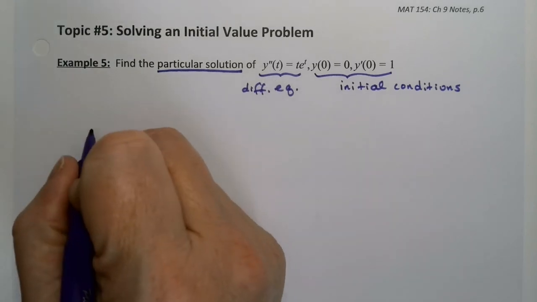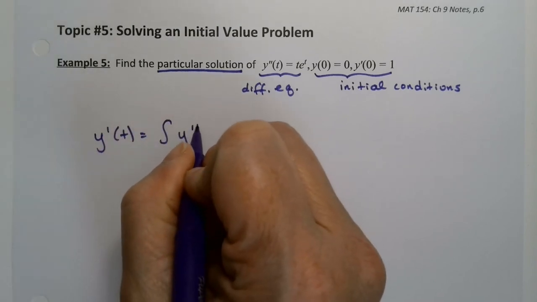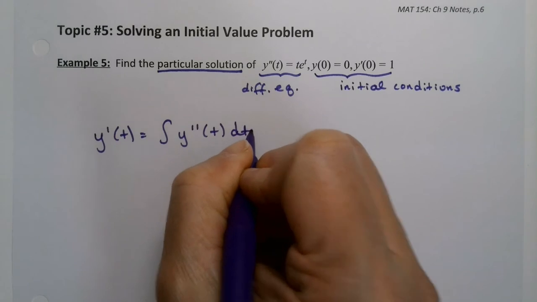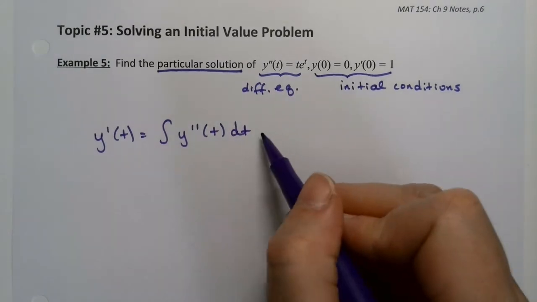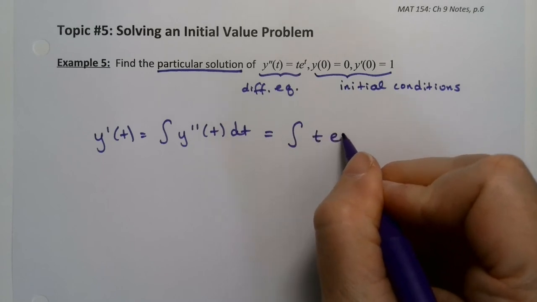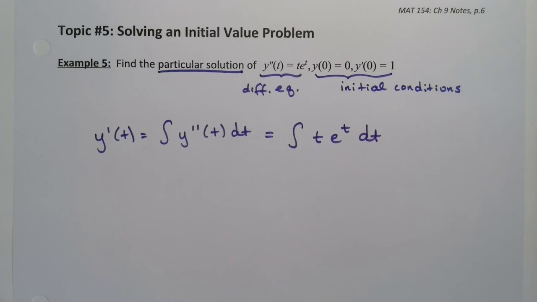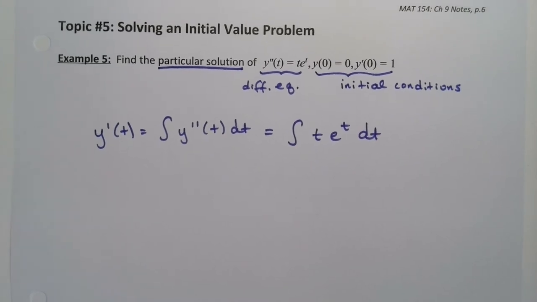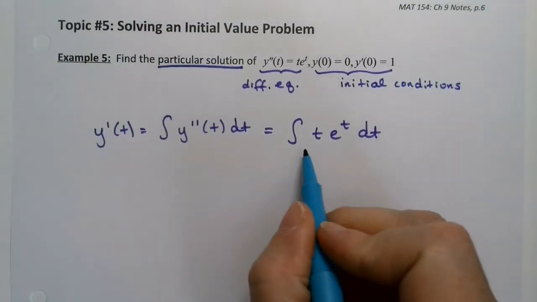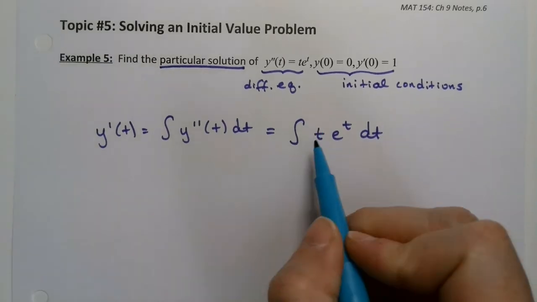So remember that y prime of t would be equal to the integral of y double prime of t dt. That's the fundamental theorem of calculus. So then I'm going to take the integral of t e to the t dt. Well, it's been a while since we've seen one of these. This is going to involve integration by parts. So we would want to let u equal to t.